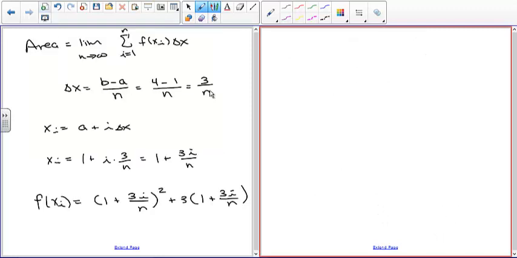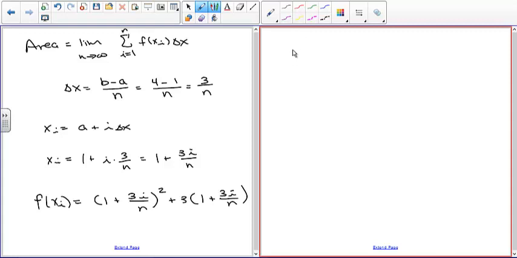So what I want you to do is pause the recording and plug in f of x sub i here, plug in delta x into there, and then multiply out this term. You're going to use FOIL, (1 plus 3i over n) times (1 plus 3i over n), and you'll get terms that involve i squared, terms that involve i, and terms that just involve a constant. Then you can group those together. If you get to that point, go ahead and stop and see if you've done it correctly.